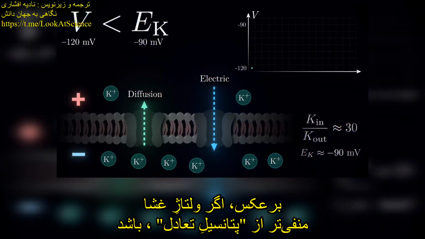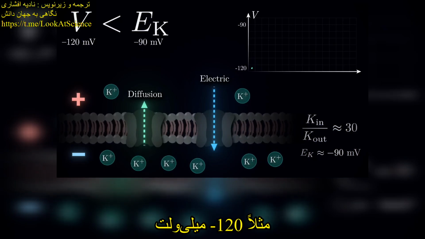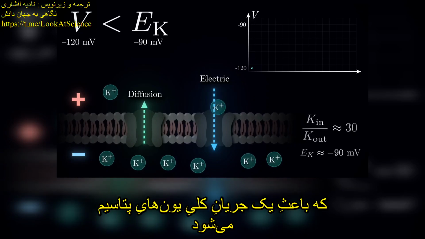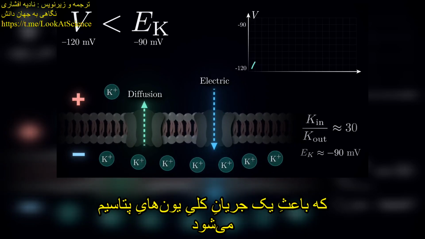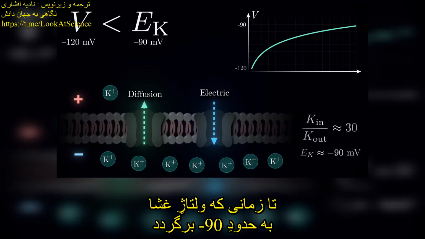Conversely, if the membrane voltage is more negative than the equilibrium potential, let's say minus 120 millivolts, the electrical attraction becomes so strong that it causes a net influx of potassium ions, reducing the excess negative charge until the membrane voltage settles back around minus 90.